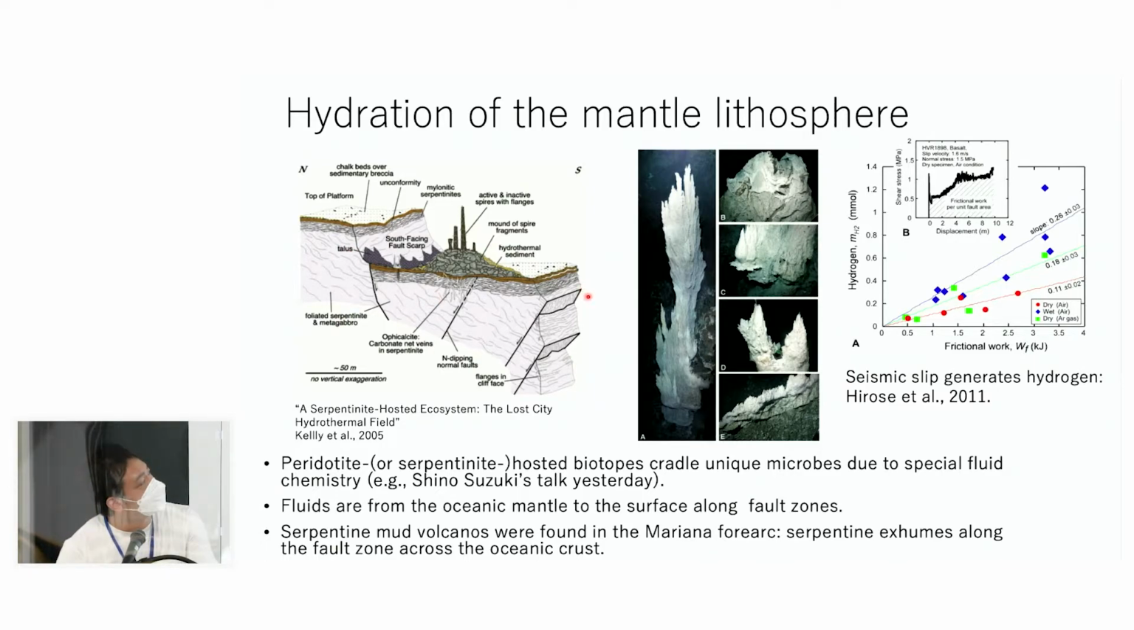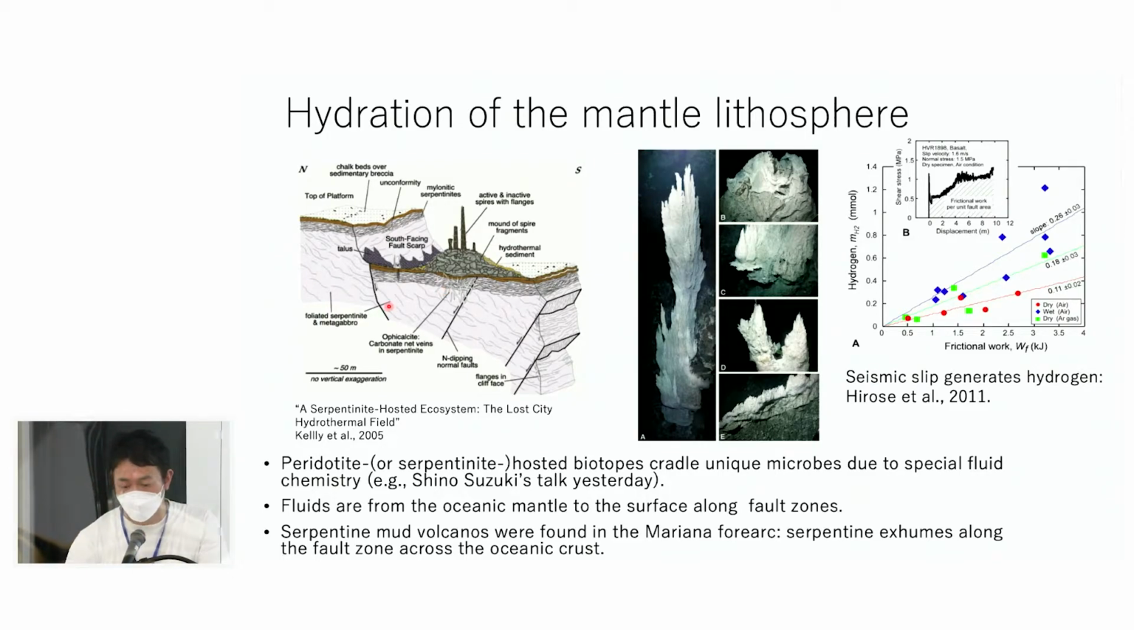And then we have special water, like in Shino Suzuki's talk yesterday, she showed the special microbes along the cedars, right? So serpentinite kind of springs. And not only the cedars around California, but also nearby the ridge, yes, thank you, ridge. So we have this kind of fluid circulation, which also cradles the microbes. So this fluid circulation is also key to understanding the microbes or the origin of life.